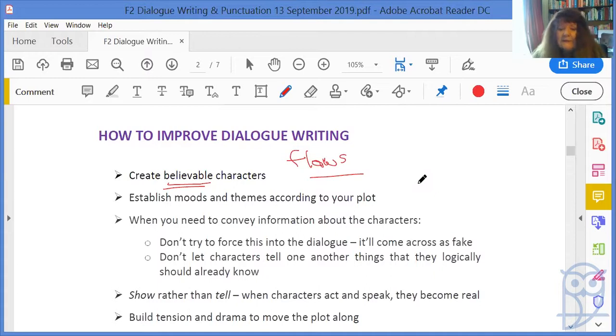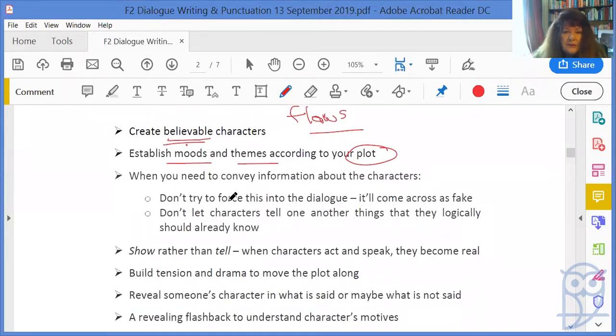Okay. The next thing you need to do to improve your dialogue writing is establish a mood or a theme according to the plot. If your plot and setting are all in a graveyard or whatever, it's going to be gloomy, sad, weird kind of language you're going to be using. But if it's set in a beautiful garden beside a lake, it's going to be different language and vocabulary you're going to use.